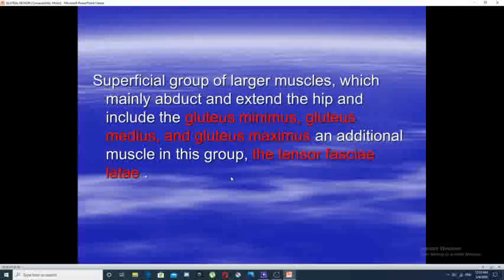The second group is called the superficial group or large muscle group. They mainly abduct and extend the hip and include the following muscles: first, gluteus minimus; second, gluteus medius; third, gluteus maximus. An additional muscle to this group is an important muscle called tensor fasciae lata, which is the fourth muscle of this group.